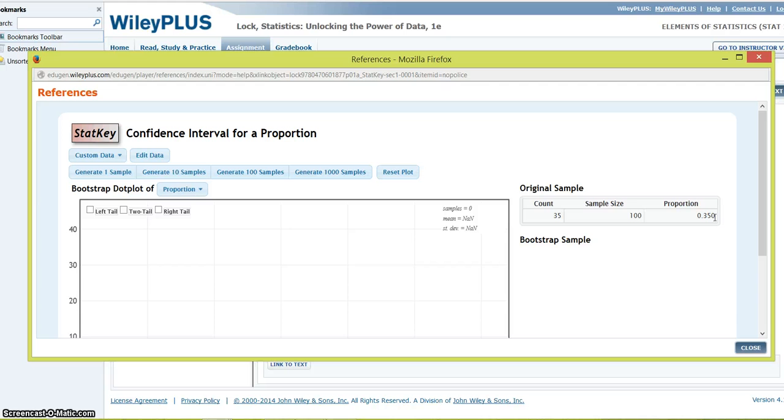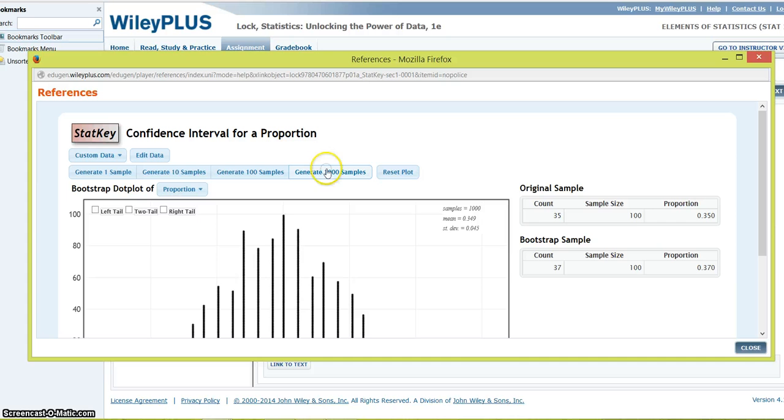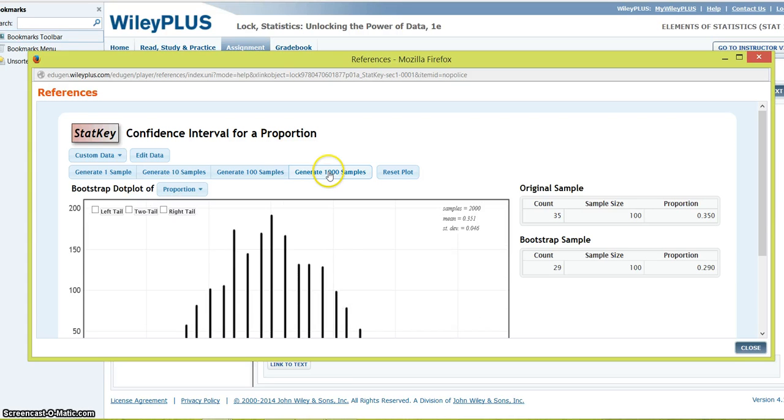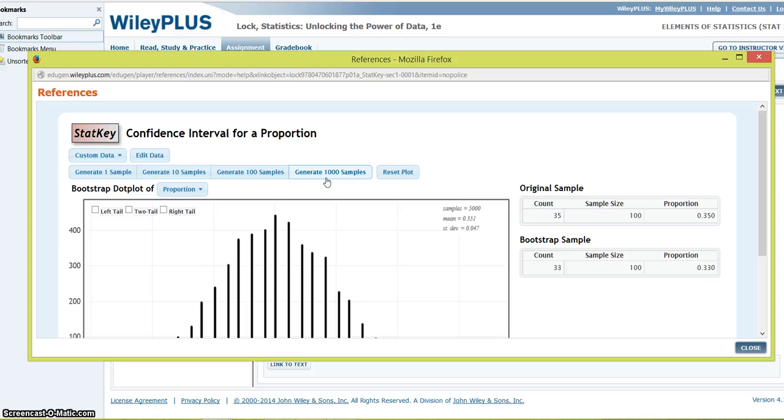Now I'm going to generate a whole bunch of bootstrap samples, which means they're sampled with replacement from this original proportion. We need thousands of samples to make sure that we stay within the tolerance of Wiley Plus. So I'm going to generate 5,000 samples. Click 1,000, 2,000, 3,000, 4,000. Click again, there's 5,000.